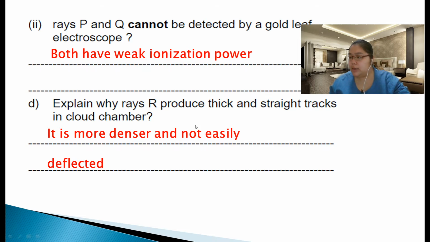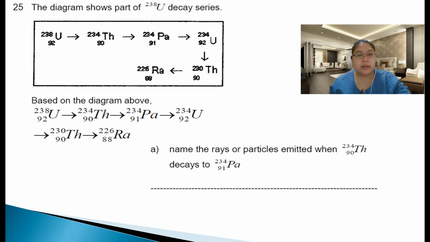Then continue. Okay, 25. Uranium decay series. They decay so many times, until the last one is Ra. So this one is a diagram for the equation. From here, name the ray or particle emitted when Th-234, atomic number 90, decays to Pa-234, atomic number 91.